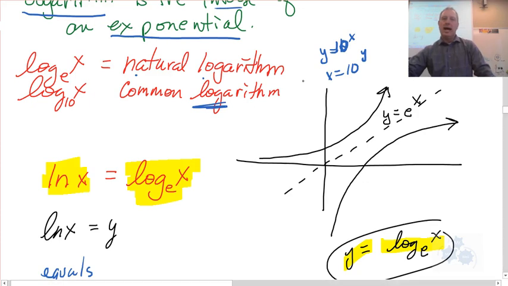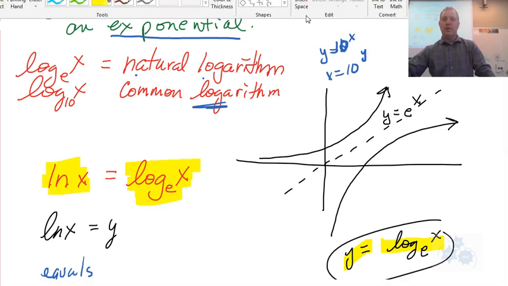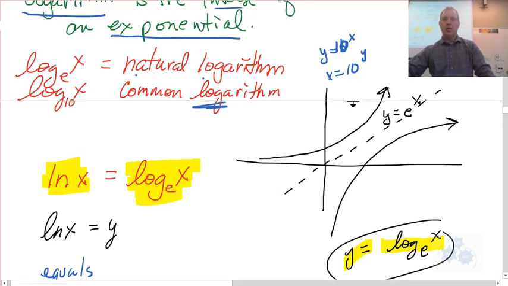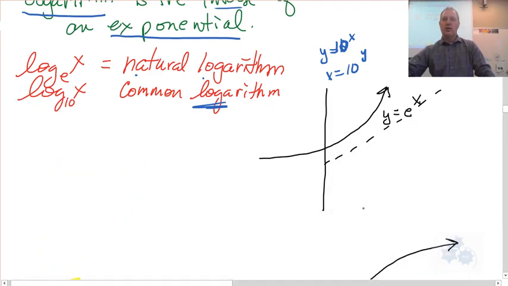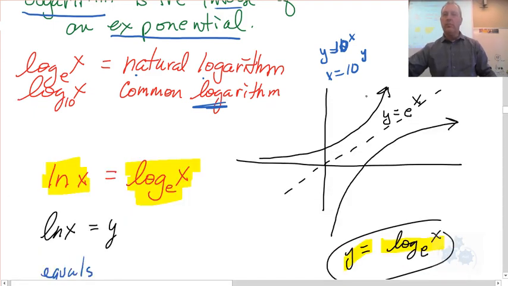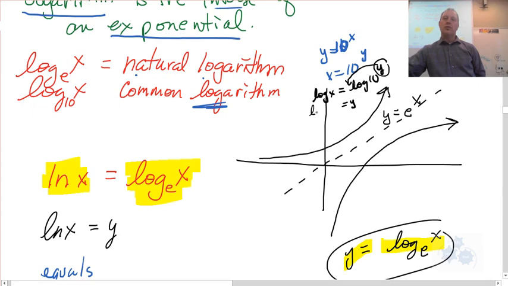So if we did this, I'm going to change my color to black, and I've got to find a spot for this. I'll keep going over here. So look at this. Log of x equals log of 10 to the power of y. Well, now y can come down. So y equals log of x over log of 10.